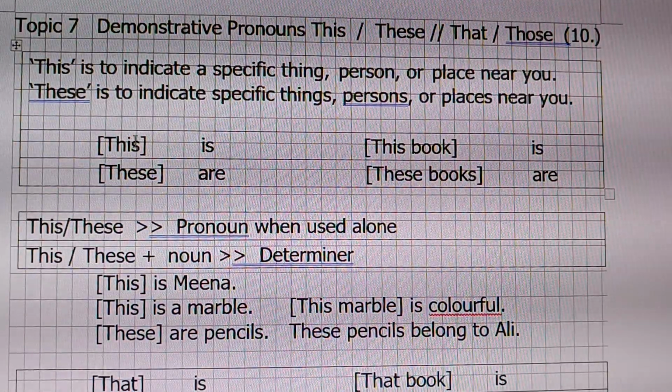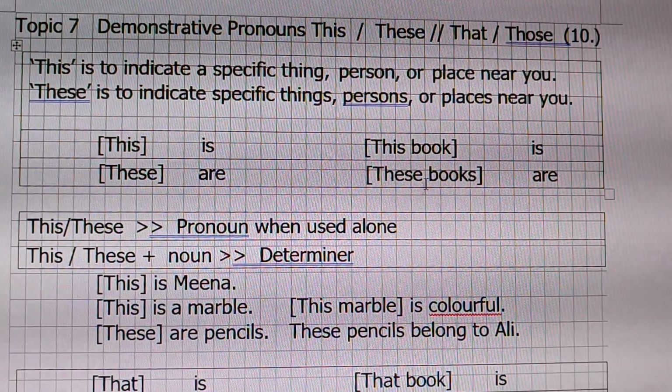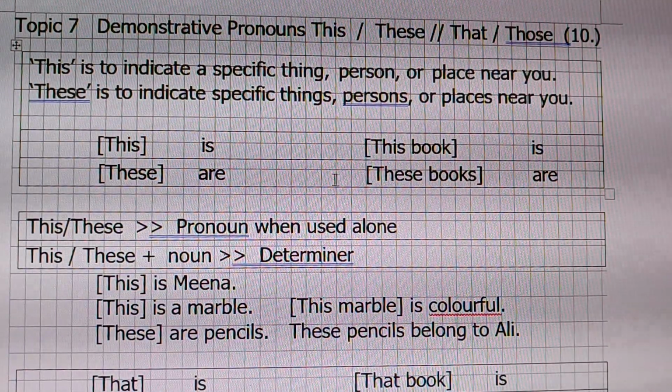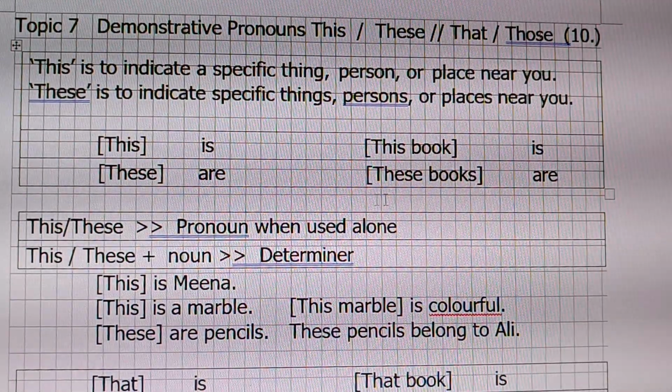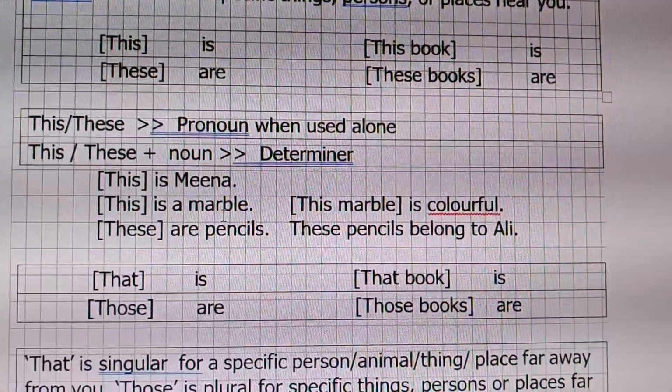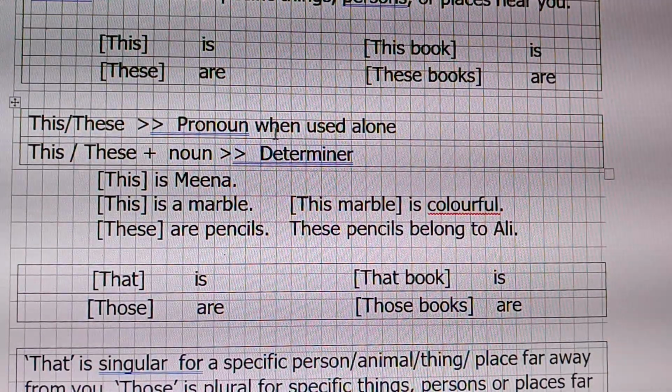Plural: this is, these are. This book is, these books are. When it is placed before a noun, it's called a determiner, not a pronoun. This is a pronoun, and this is a determiner, because it is placed before a noun. So we know that a pronoun is used alone; a determiner is placed before a noun.